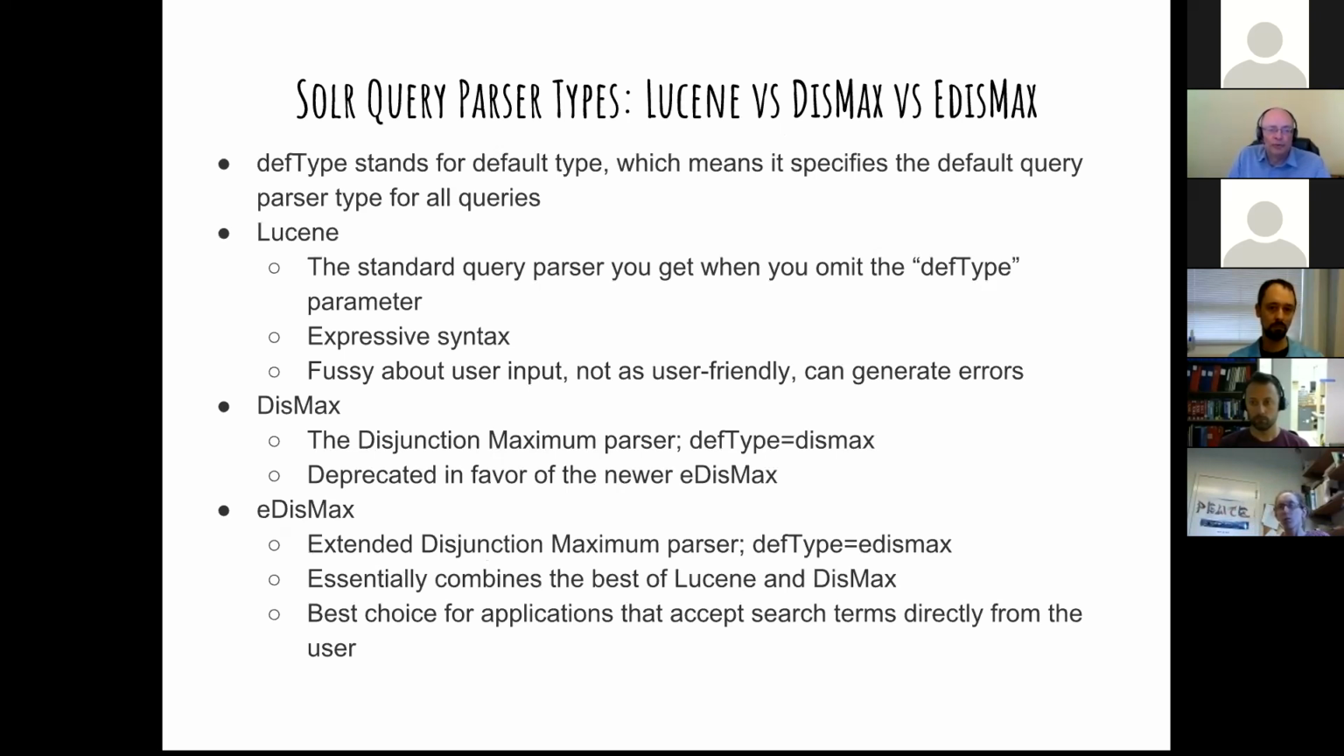The data portal always specifies deftype equals edismax when processing user queries because the edismax parser is reputed as being better at processing user input in that it's more fault tolerant than the standard parser. That's about the full extent of my knowledge on query parser types, so I'll move on.